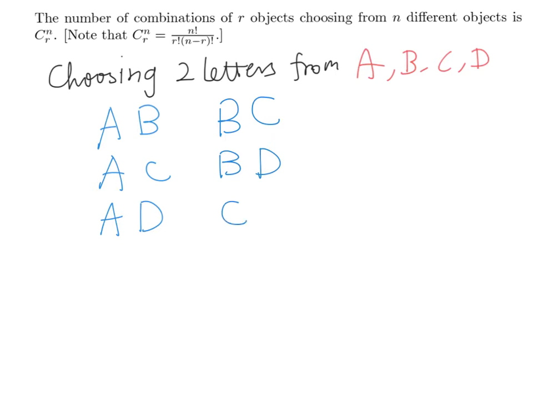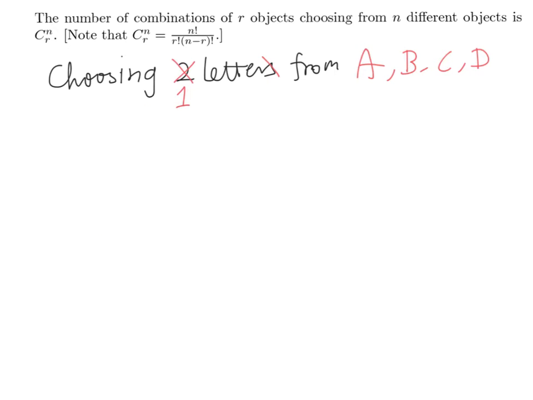Now we start with C. CA is this case, CB is this case, so the only case left is CD. There are totally 6 cases. 6 is equal to 4C2. If we want to choose one letter from the 4 letters A, B, C, and D, obviously there are only 4 ways: to choose A, to choose B, to choose C, or to choose D. And 4 is equal to 4C1.